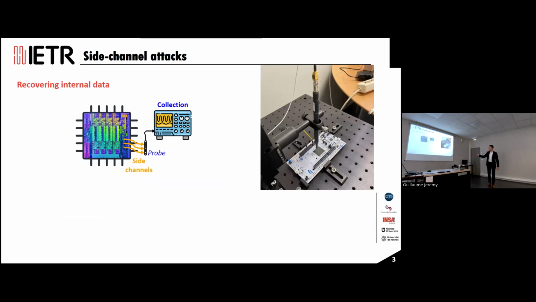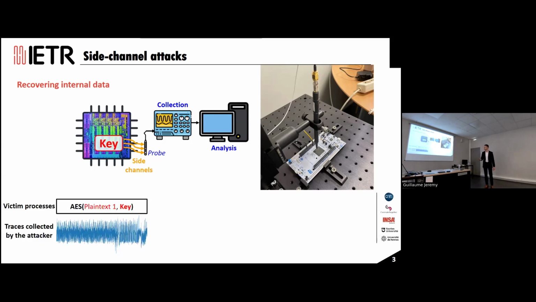Here, for example, we have a setup where we are measuring the electromagnetic emanation from a device as it computes some processes. And because these side channels are produced by the internal activity of the device, it is possible to analyze them in order to recover some internal data. For example, imagine that our processor is computing an AES cryptographic process. Then one of the internal data is a secret key.